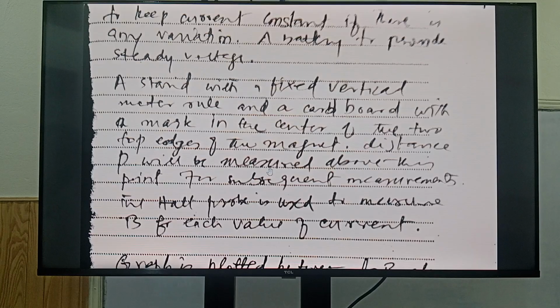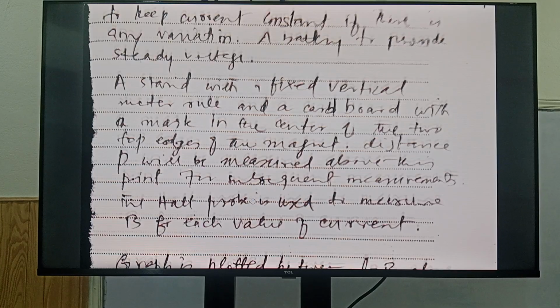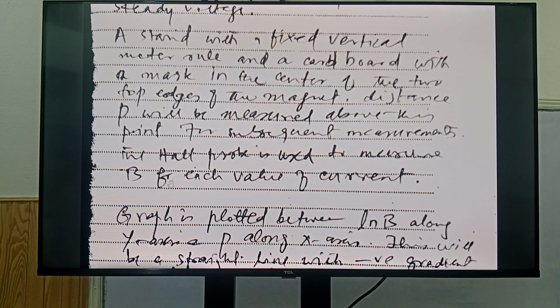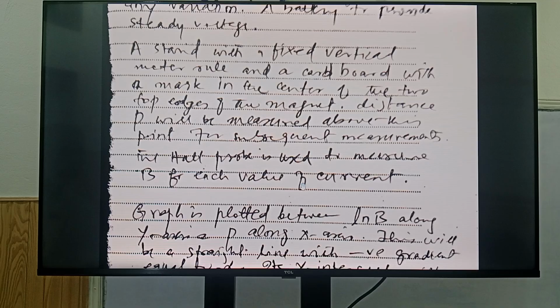Distance P will be measured above this point using the meter rule. For subsequent measurement, the Hall probe is used to measure B for each value of current. So you will move the Hall probe along that distance, and the value of B will be recorded for each distance. So this completes the part we call method of data collection.